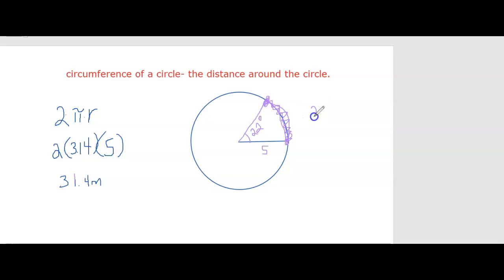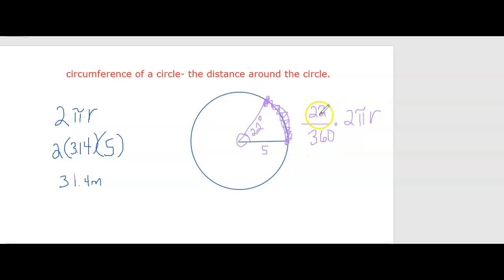I want 22 degrees out of 360, right? Because 360 is the whole degree measure of a circle. All the way around the circle is 360 degrees. I only want this little piece, which is 22 degrees. So 22 over 360, and then I'm going to multiply by my circumference, 2 pi r, so times 2 pi r.